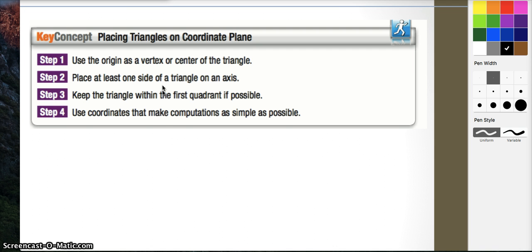Some of the tips discussed in your book are here. Step 1, use the origin as a vertex or the center of a triangle, which is really helpful as you saw in our last example. Place at least one side of the triangle on an axis. Keep the triangle within the first quadrant if possible, because that'll give us positive values, and use coordinates that make computation as simple as possible.